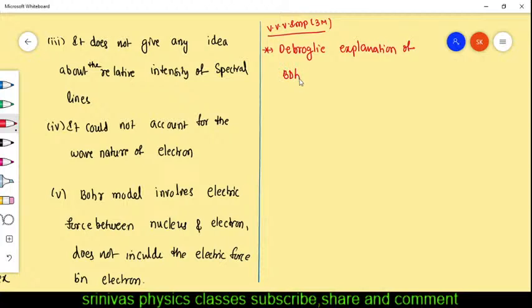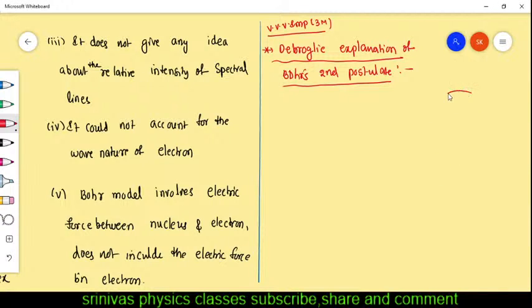Do you know what is Bohr's second postulate? Anyone can type in the chat box what is Bohr's second postulate. Bohr gave only three postulates. Then what is Bohr's second postulate and how is it explained by de Broglie? Write in the chat box. Do it fast. Bohr's second postulate. What is that? Okay. For that, let us see here.